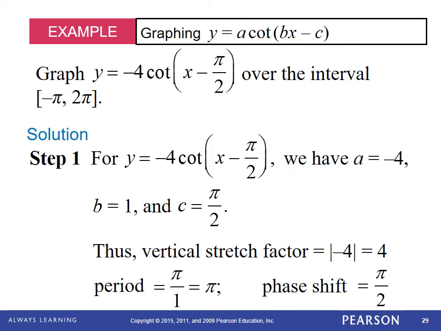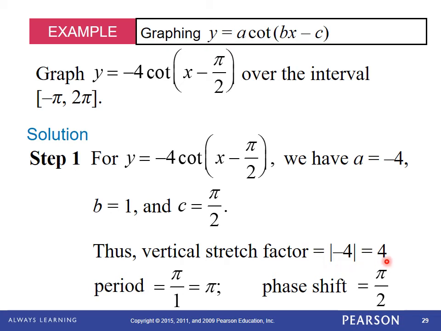All right, let's look at an example before we start to graph the cotangent function ourselves here. So we have -4 cotangent of x minus pi over 2. Just like the tangent function, we define our a value, our b value, and our c value, or the opposite of the c value, because of the formula.